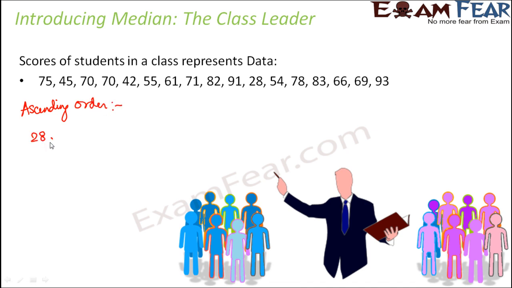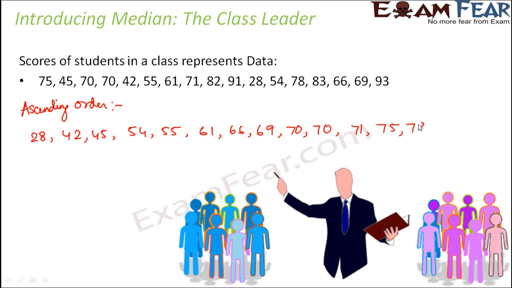So we get something like this: 28, 42, 45, 54, 55, 61, 66, 69, 70, 70, 71, 75, 78, 82, 83, 91 and 93. Now please remember that even if you have repeated data, for example 70 is repeated twice, you write it twice. You just need to arrange it in ascending order. So once you have arranged it in ascending order, how do you find the middlemost number?